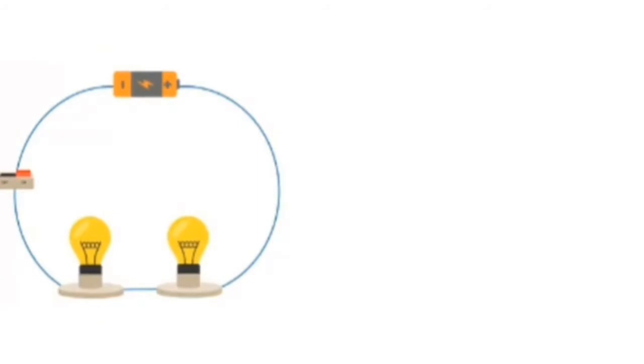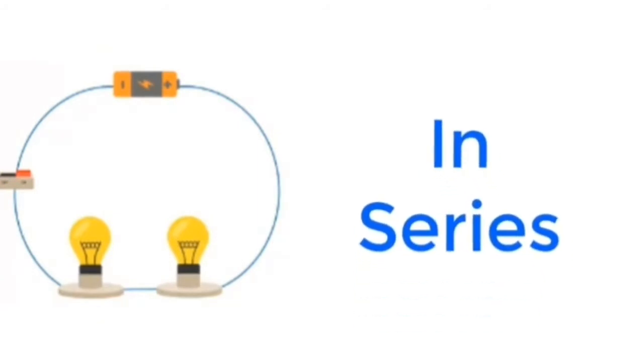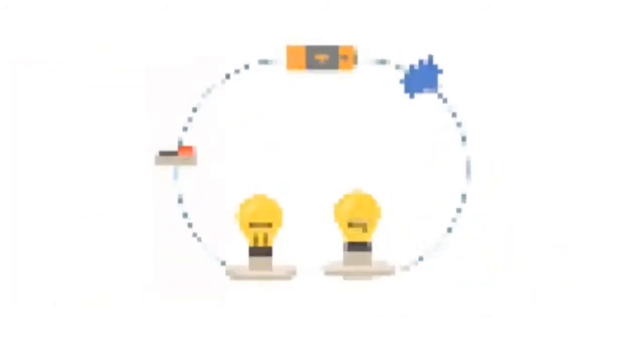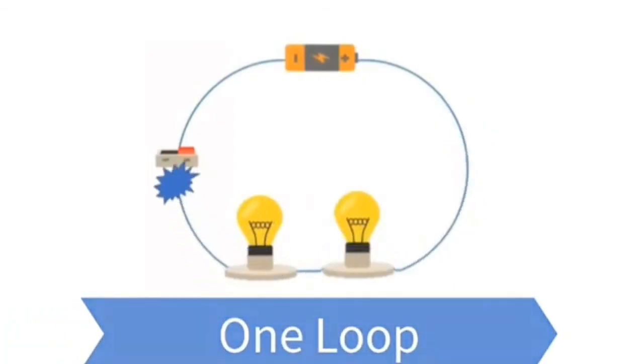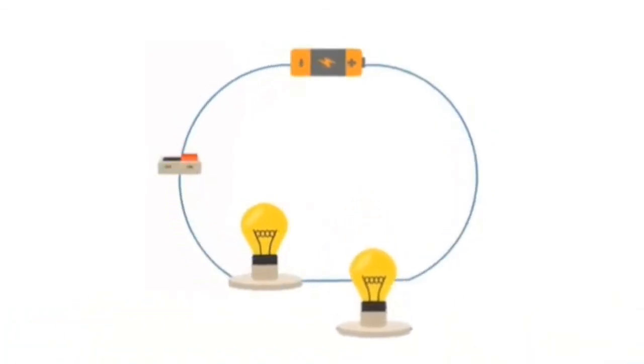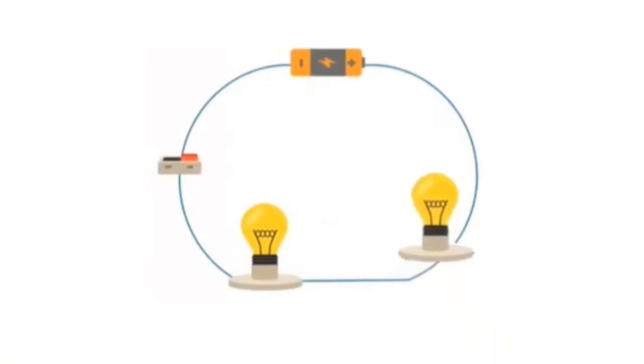The lamps in this connection are connected in series, where all the components form one loop. Then we can connect the second bulb here or here. It's the same, they are all connected in series.